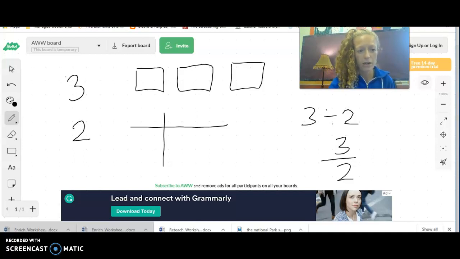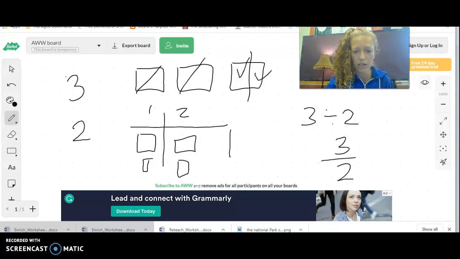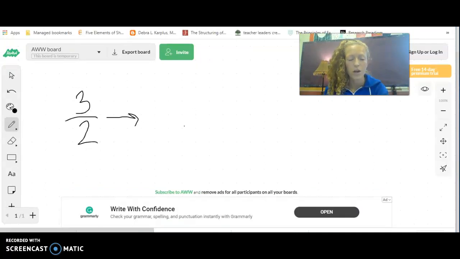So I have my 3 brownies divided between 2 people. I know visually that 1 brownie is going to go to 1 person, so check that off. Another brownie is going to go to another person, check that off. And now I have 1 brownie. I need to split it into 2. That wasn't very even, was it? Split it into 2. 1/2 is going to go to this guy over here, and 1/2 is going to go to that guy over here. So check and check. How many brownies do they each get? 1 and 1/2.